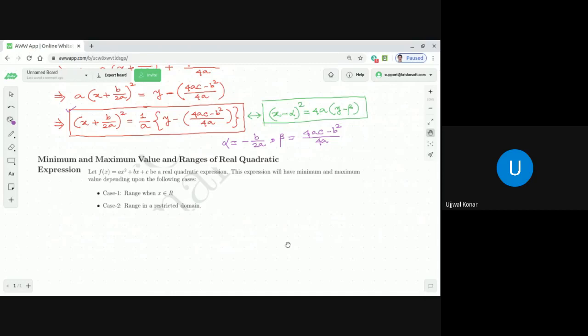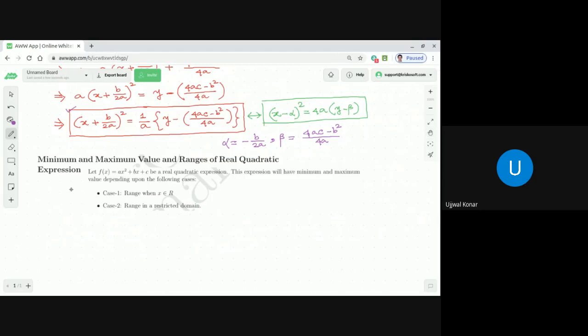f(x) is an expression, but y equal to f(x) is a function. This expression will have minimum and maximum value depending on the following two cases. Means in both the cases it has minimum and maximum value, but we are going to discuss both the cases. What is case 1?